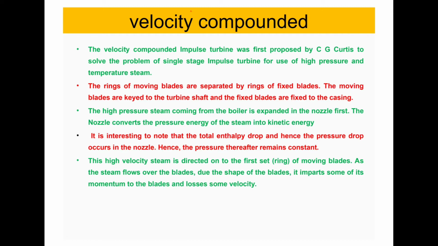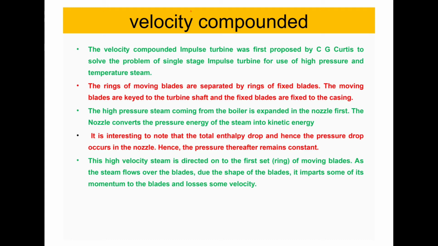The rings of moving blades are separated by rings of fixed blades. The moving blades are keyed to the turbine shaft and the fixed blades are fixed to the casing. The high pressure steam coming from the boilers is expanded in the nozzle. First, the nozzle converts the pressure energy of steam into kinetic energy. It is interesting to note that the total enthalpy drop, and hence the pressure drop, occurs in the nozzle. Hence, the pressure thereafter remains constant.